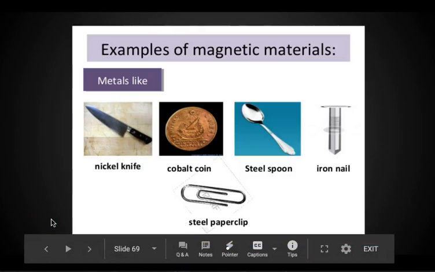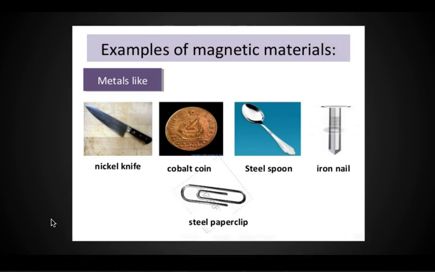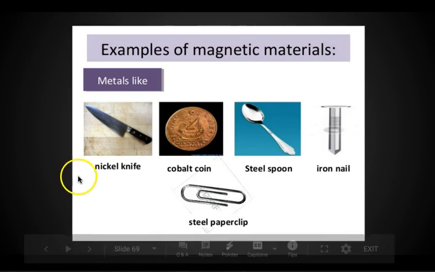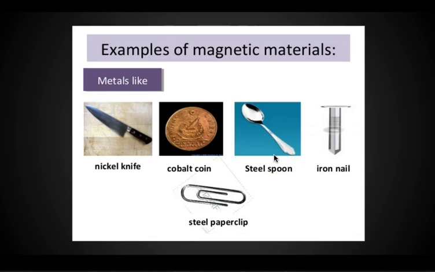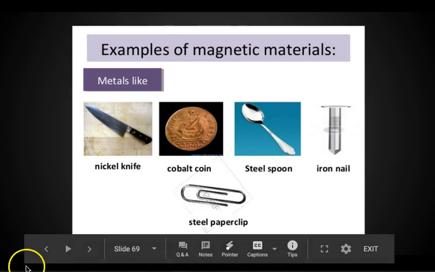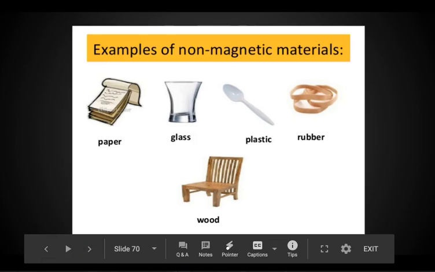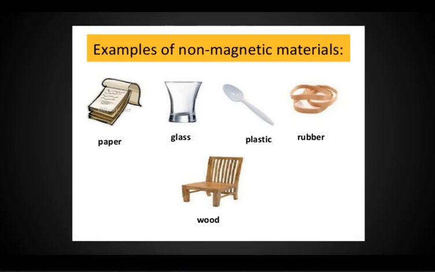Not all metals can become magnetized. Nickel, cobalt, steel, and iron are examples of metals that can become magnetized. Other metals like gold really don't become magnetized. And paper, glass, plastic, rubber, and wood are all examples of materials that cannot be magnetized.